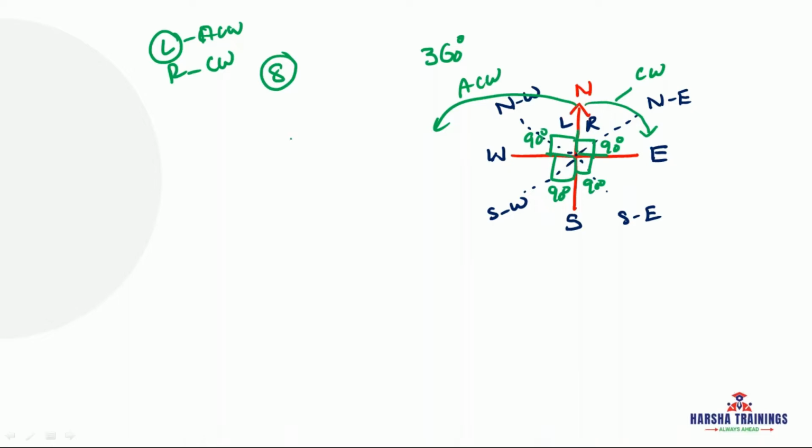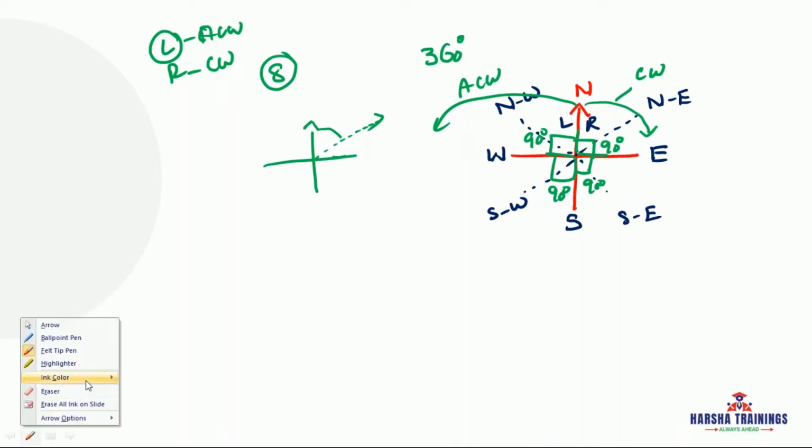For example, one person facing to the north side, moving clockwise direction 45 degrees. So this is 45 degrees, right? Moving clockwise direction 45 degrees. In which direction is the man standing now? Northeast direction. Very good.